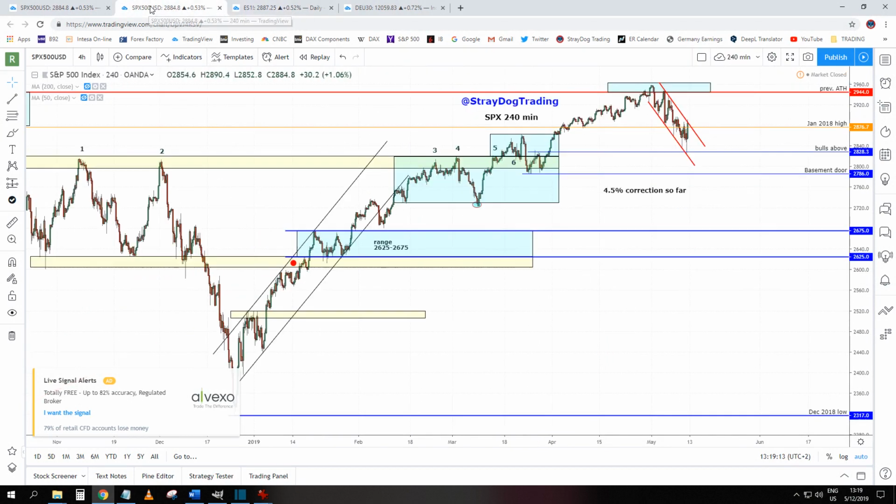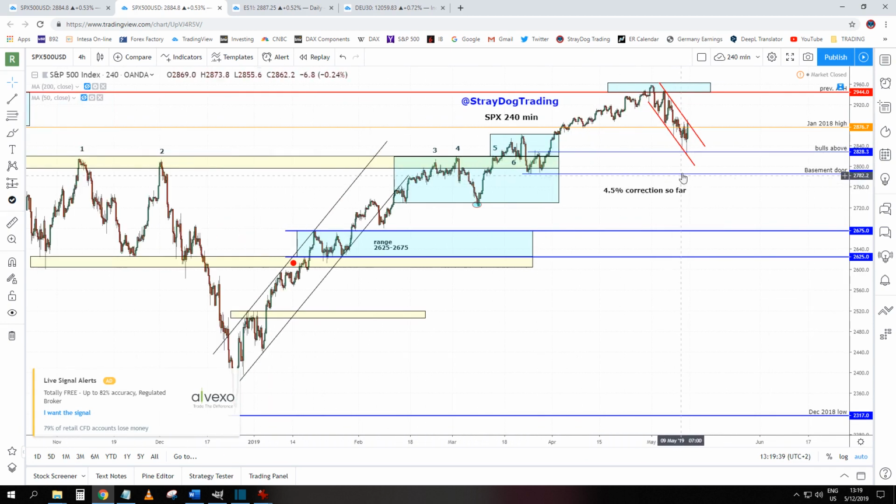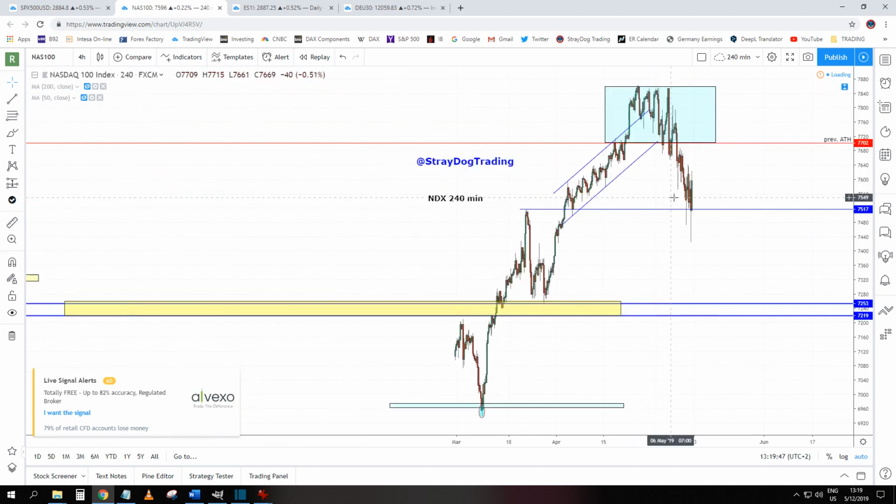So we are still on the, let's say, high time frames with the S&P 240-minute chart. This is a 4-hour time frame, and so far we had this as a correction. It is for now a 4.5% correction, and it made a low here on Friday, so basically near this area of resistance from before.